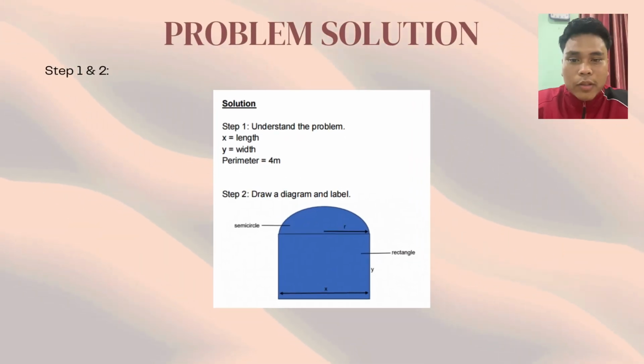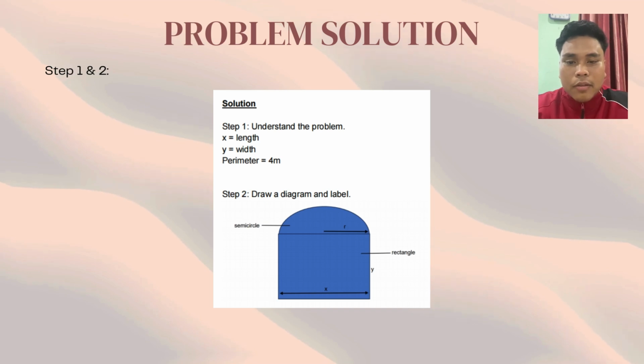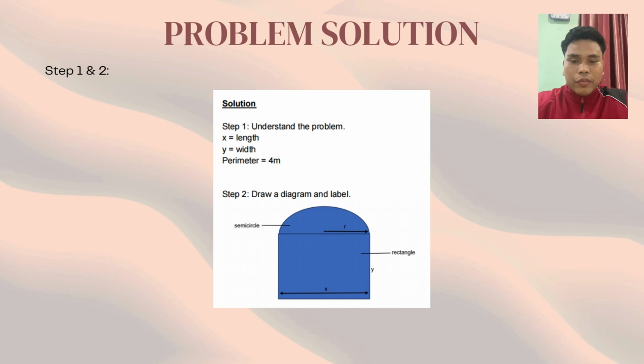Now, let's go through the solution step by step. First, we need to understand the problem. We define the variables. X represents the length of the window and Y represents the width. And we are given that the perimeter is 4 meters.